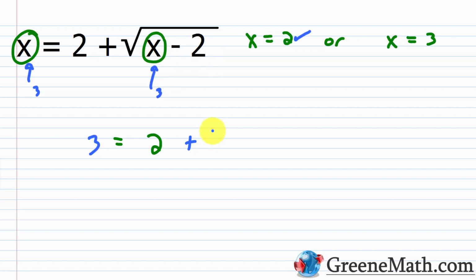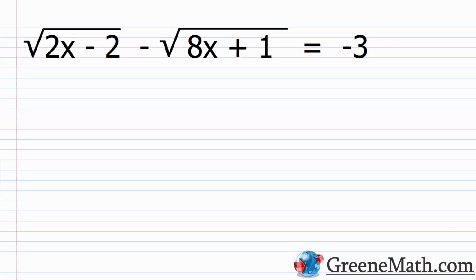Square root of 1 is 1. 2 plus 1 is 3. So 3 equals 3. That does check itself out. All right, let's look at a harder example.